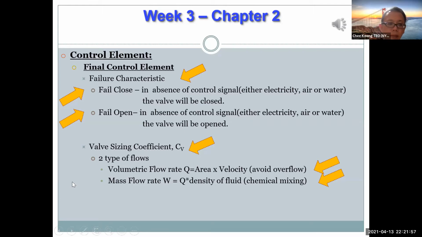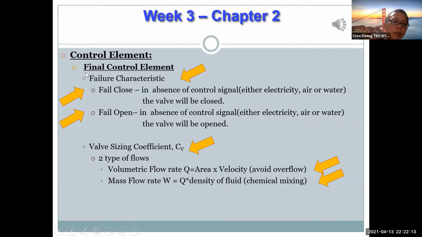Sorry about that. I think I triggered the second voice, so there was an overlapping of the sound. But nevertheless, let me roughly go through what is happening here. Now, first of all, you have the failure characteristic.